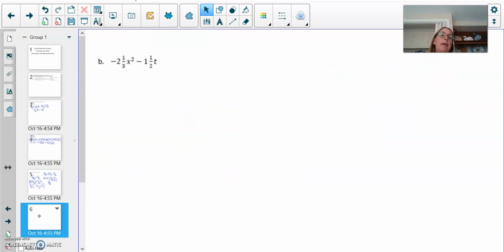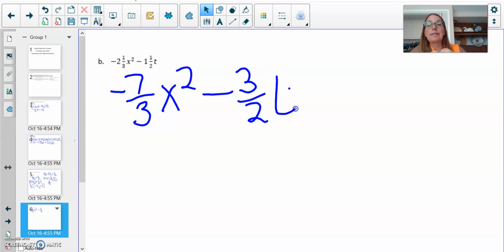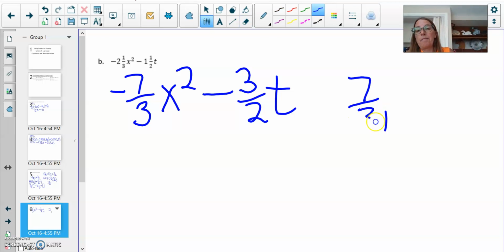Okay, our next example. Negative 2 1/3 x squared minus 1 1/2 t. So just like before, we're going to change each of these mixed numbers into an improper fraction. So negative 2 1/3 becomes negative 7/3 x squared minus 1 1/2 t becomes 3/2 t. Look at the number parts. So I'm looking at 7/3 and 3/2. And I'm looking for the greatest common factor.